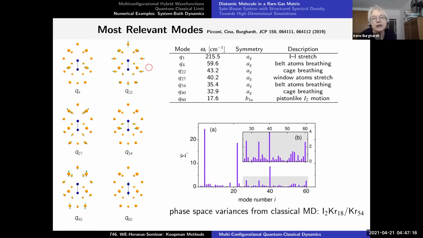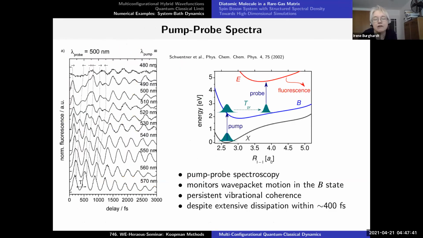And we have a limited set of most relevant modes of the environment, which we actually get from classical molecular dynamics simulations. And these are like collective modes of this cluster type environment with respect to the diatomic molecule, for example, a cage breathing mode, etc. And these modes are included in the simulations. One of our aims is actually to calculate spectroscopic properties, for example, pump probe type spectra, where we have sequences of ultra-fast laser pulses. And we want to get, for example, these typical signals, which are highly oscillatory.